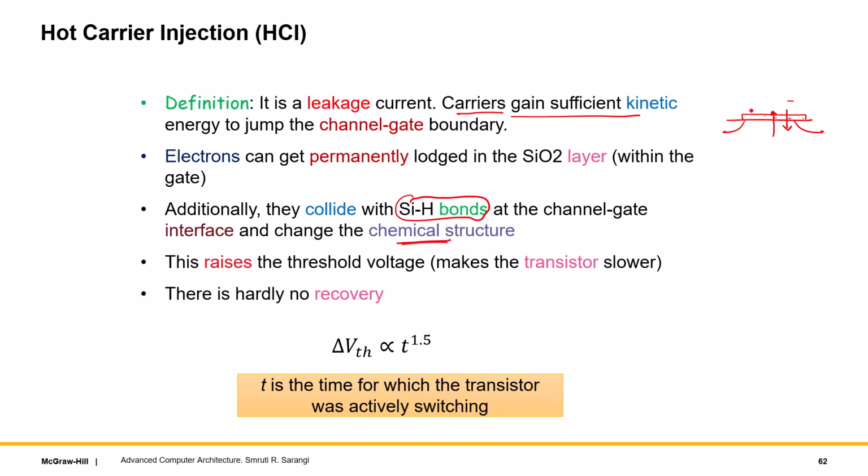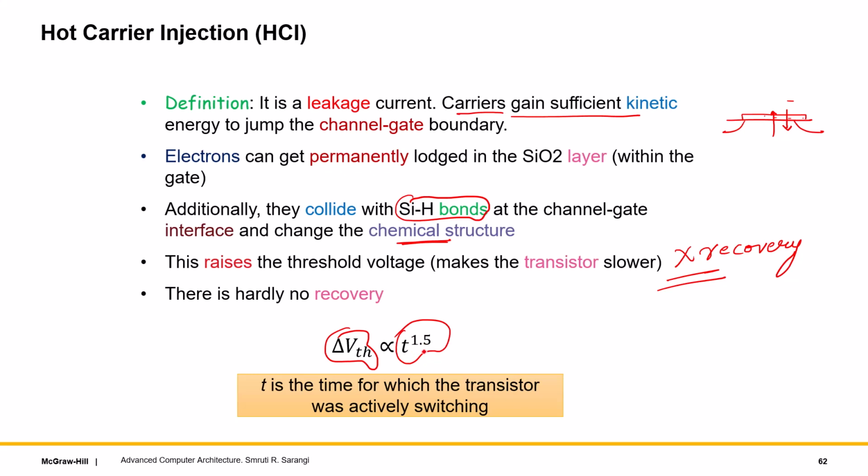So any such change where electrons get lodged here will essentially raise the threshold voltage, making the transistor slower. This method does not show any recovery. Unlike NBTI, in this case electrons get permanently lodged in here and change its inherent electrical charge. There is very little recovery, and the change in the threshold voltage is a much stronger function of the time, which is basically the switching time to the power 1.5. So it's a much stronger function.